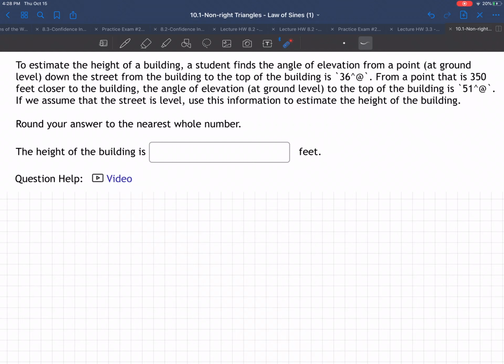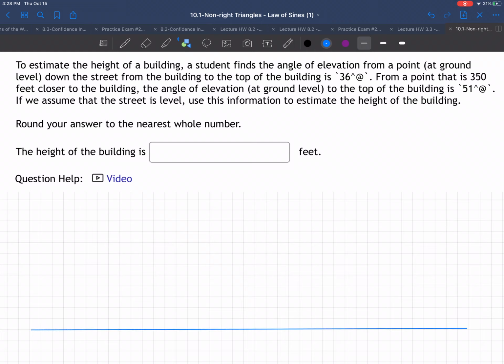Here's an example where we're estimating the height of a building. To estimate the height of the building, a student finds the angle of elevation from a point on the ground down the street from the building to the top of the building at 36 degrees. Let me draw that. A lot of the battle on this problem is having a good picture. So let's do our best.